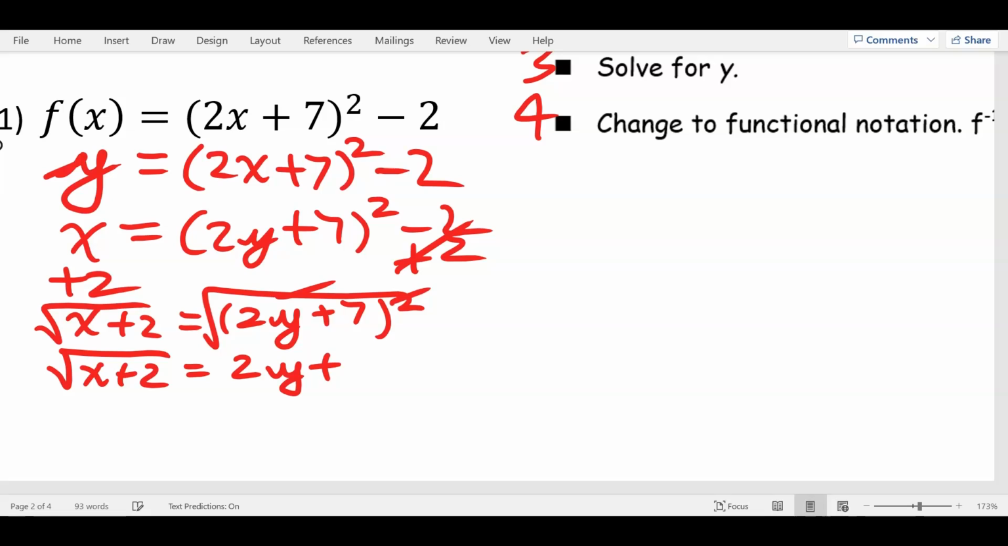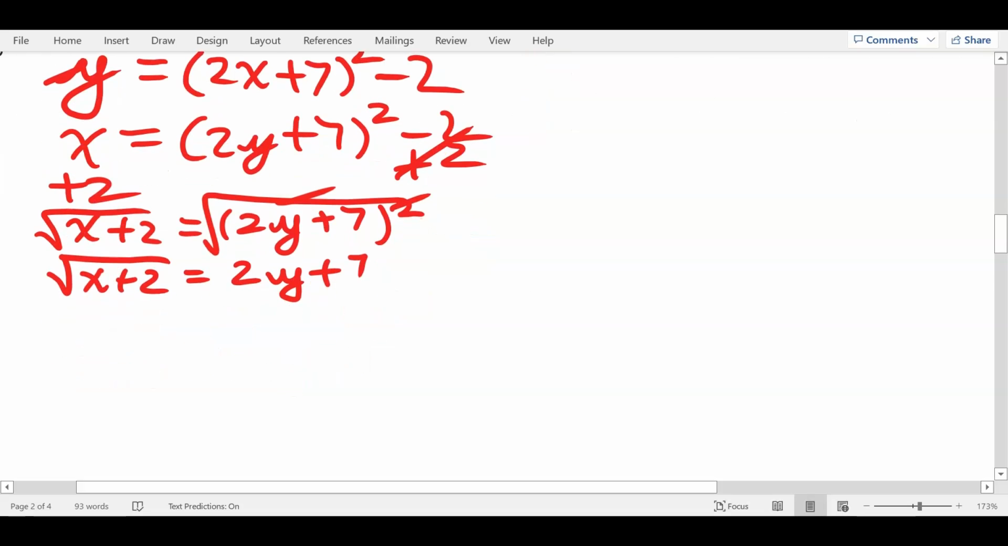Yeah, write small. Next step. Now, what do I get rid of next? So, square root of x plus 2 minus 7. What is the square root of x plus 2 minus 7?